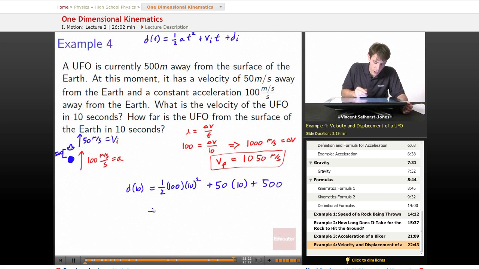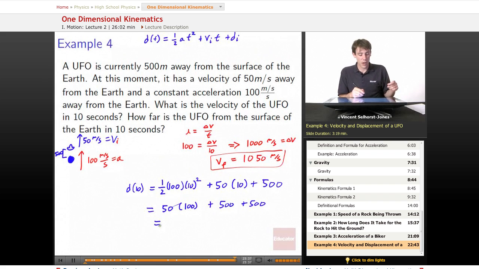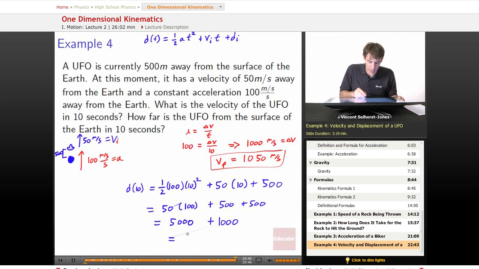Great. Start plugging things in. 1/2 times 100 becomes 50, 10 squared becomes 100, plus 500 plus 500. We get 50 times 100 becomes 5,000, plus 500 plus 500 becomes 1,000. So we get, in the end, it is 6,000 meters above the Earth.